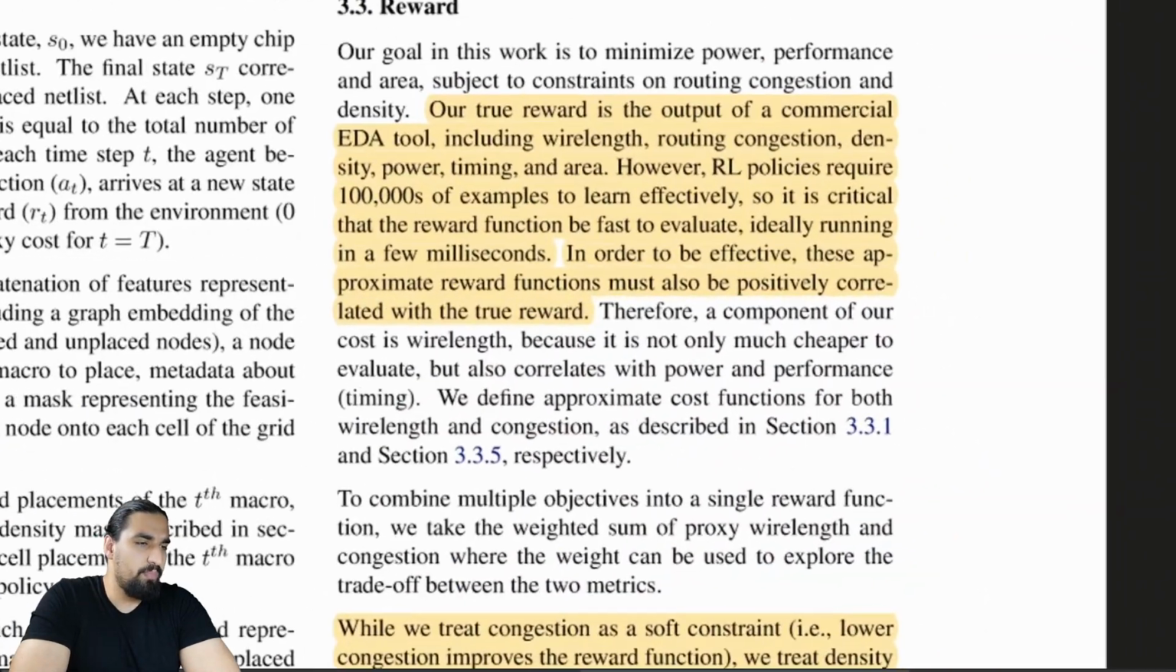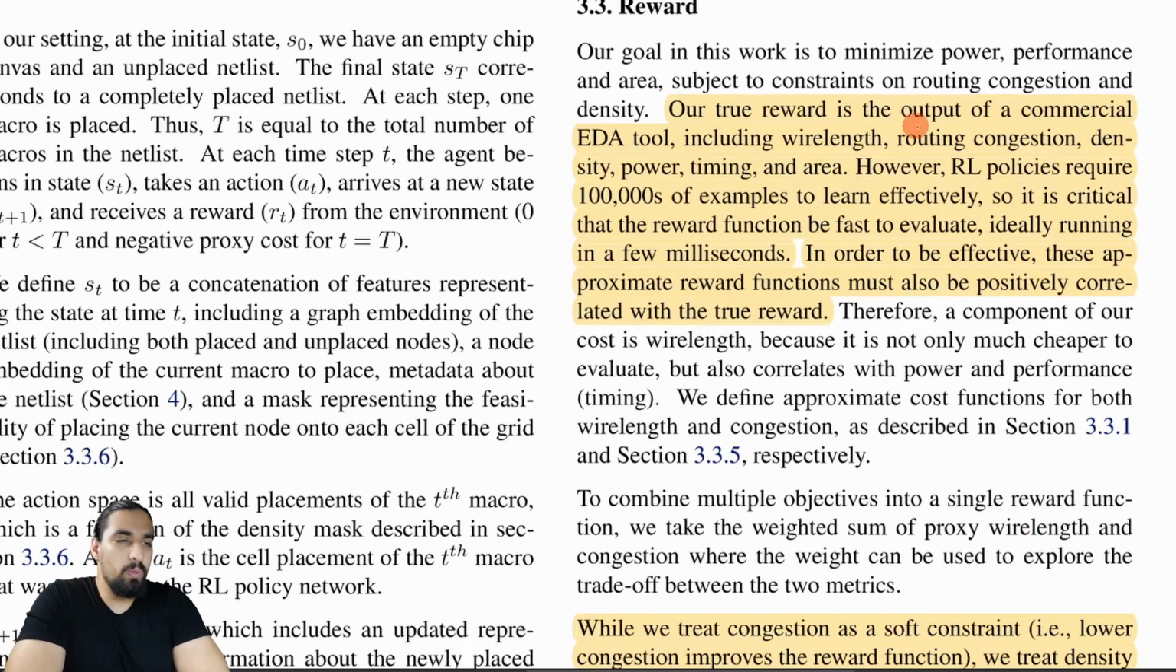And I mentioned it here. Our true reward is the output of a commercial electronic design automation tool, including wire length, routing congestion, density, power, timing, and area. However, RL policies require hundreds of thousands of examples to learn effectively, as you already know, and so it is critical that the reward function be fast to evaluate, ideally running in a few milliseconds. So in order to be effective, these approximate reward functions must also be positively correlated with the true reward.